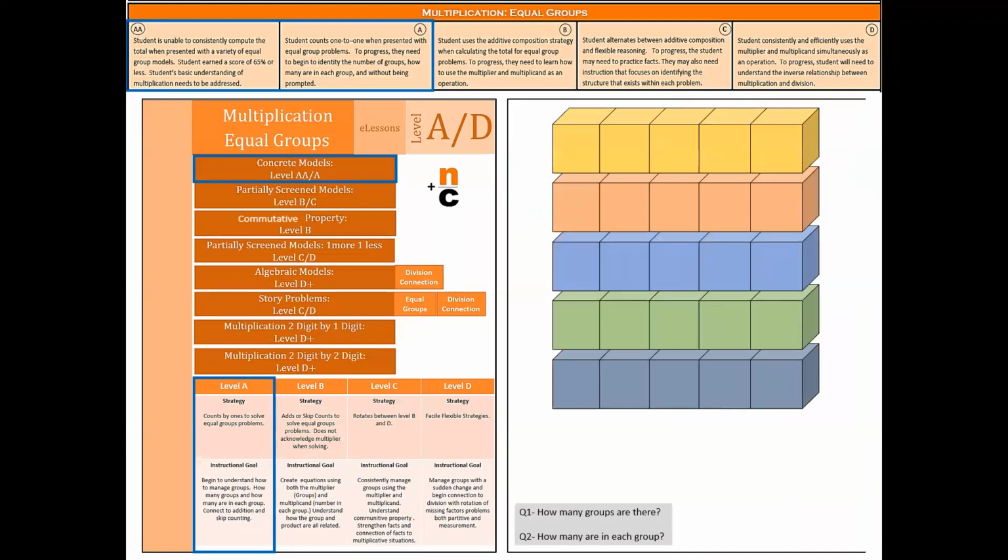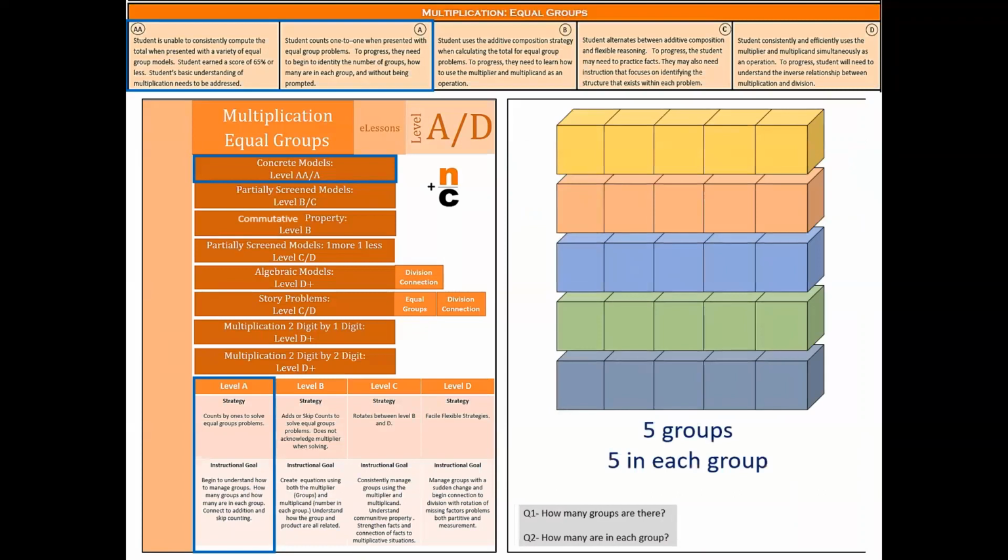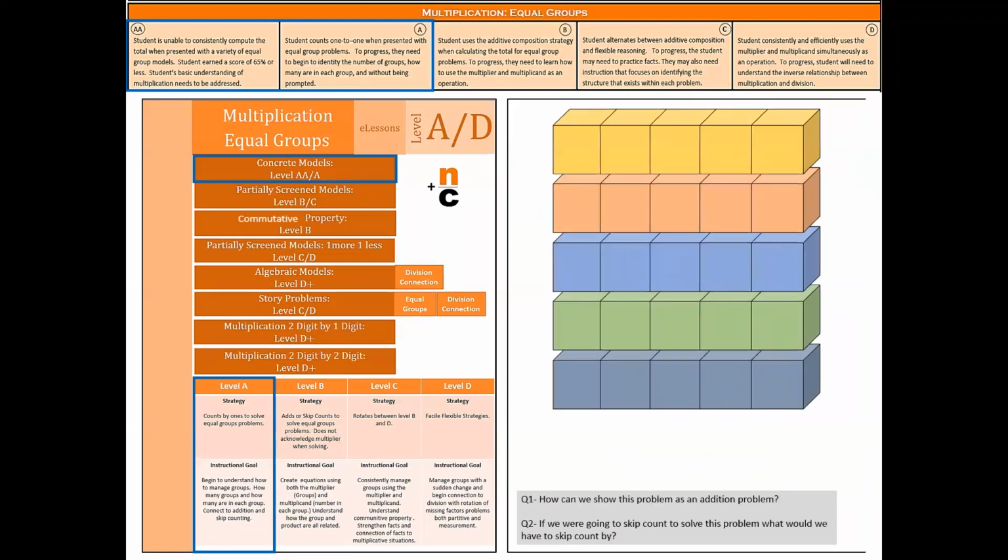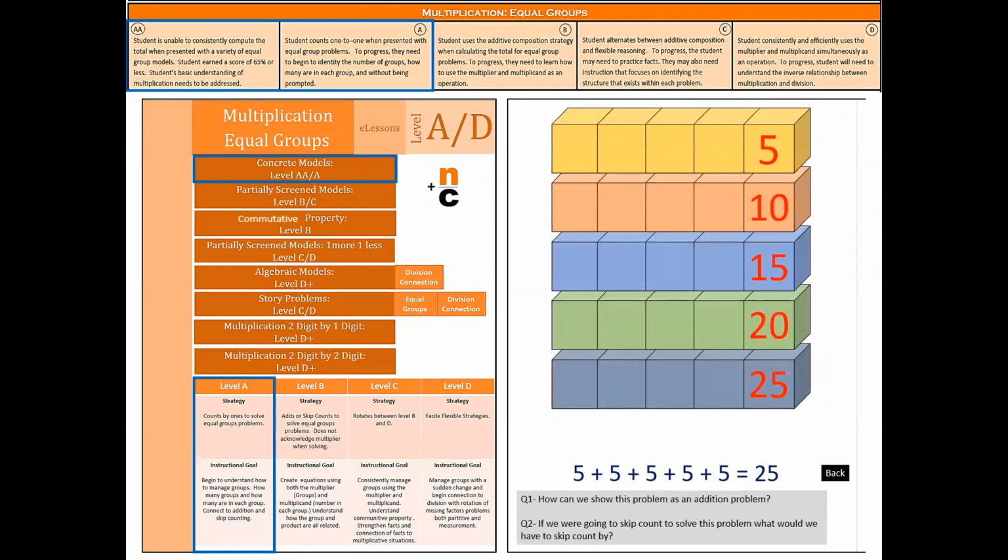Again, the next one, how many groups are there? How many in each group? We have 5 groups with 5 in each group. How can we show this problem as an addition problem? 5 plus 5 plus 5 plus 5, or by skip counting, 5, 10, 15, 20.